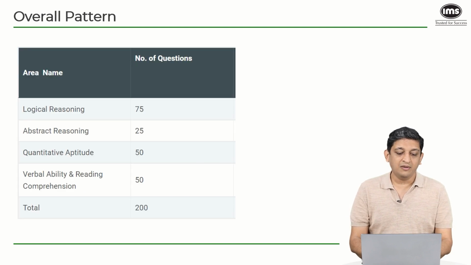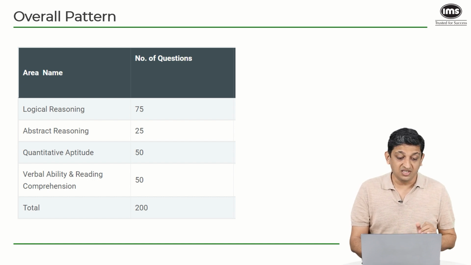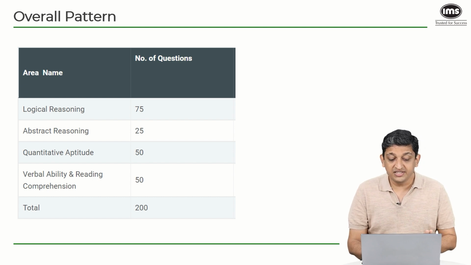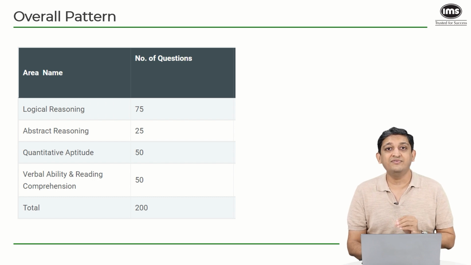Now, in terms of the overall pattern, as I mentioned earlier, there are 4 sections broadly into which the test is divided. There are 75 questions typically from the logical reasoning section, 25 questions from abstract reasoning or the visual reasoning bit that I mentioned earlier, 50 questions each from the quantitative aptitude section and the verbal ability and reading comprehension section, bringing the overall number of questions to 200, which have to be attempted in 150 minutes.